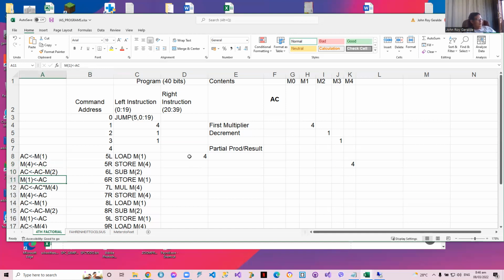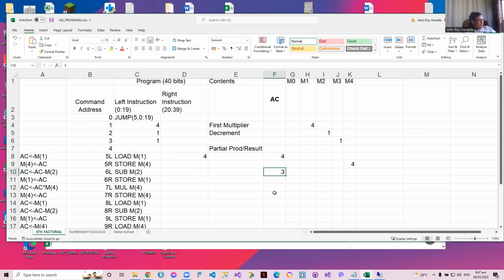Okay. Sub M2. AC receives AC minus M2. So what is the accumulator here? AC receives M1. So nagiging 4 pala ito. Okay. What is M2? 1. So AC receives AC minus M2, so 4 minus 1. This becomes 3. You follow?